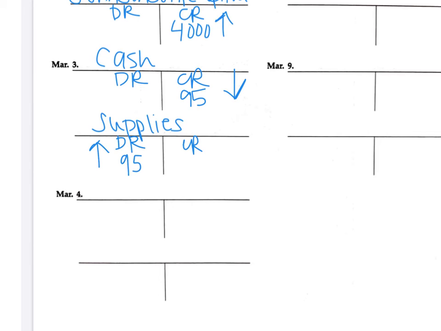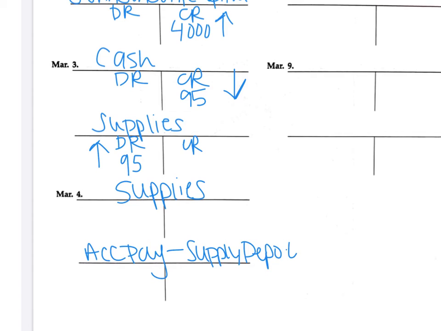Okay, March 4th, bought supplies on account from Supply Depot. So once again, we're buying new supplies, but we're not paying cash for it. We're charging on account. So since we owe somebody money, or the business owes somebody money, we would need an accounts payable - Supply Depot. Alright, so we bought supplies, so supplies should be increasing for 120.